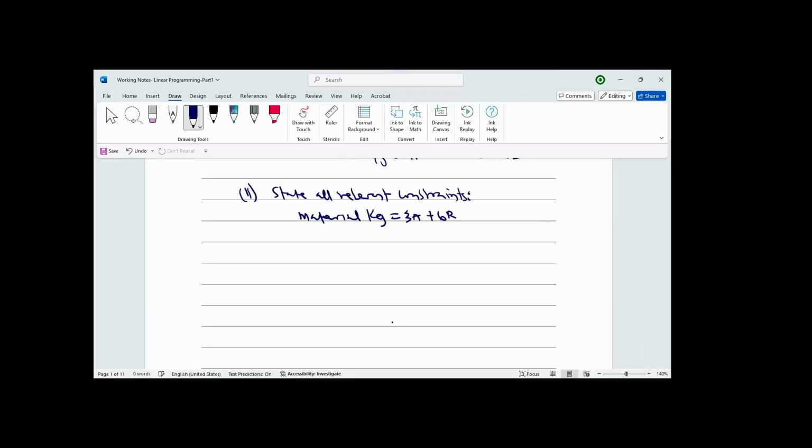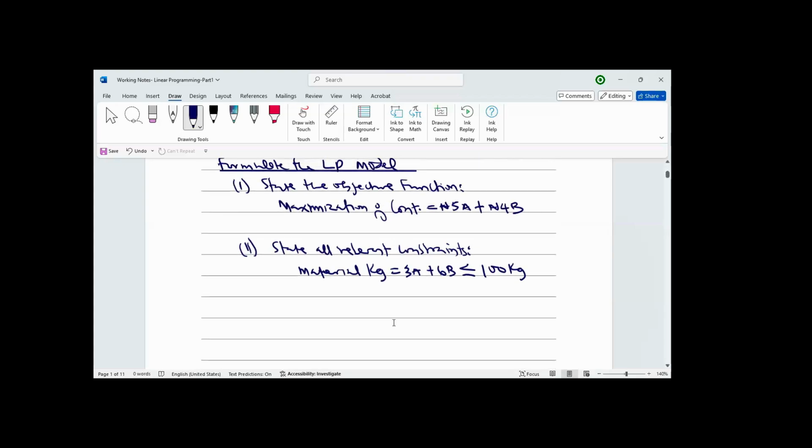So I would say 6B. Because we are maximizing contribution, I would then say less than or equal to, let's say you have 100 kilogram available. So with this, I've stated the constraint on material because material is limited to 100 kilogram. I've stated it, and you can see this is expressed in linear fashion. This is what we mean by linearity: the relationship between the objective function and the factors of production must be expressed in linear fashion.